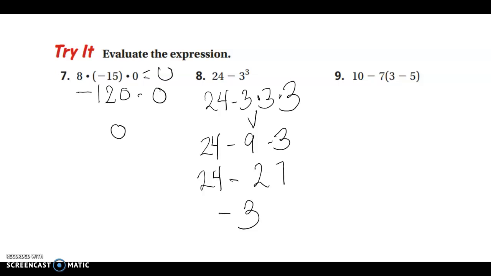And the last one here, order of operations, parentheses first. I get negative 10 minus 7 times negative 2. 7 times negative 2 gives me negative 14. Bring down my minus 10, add the opposite, and my answer equals 4.